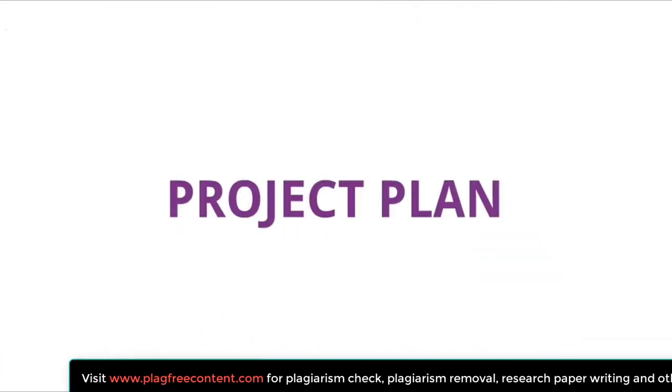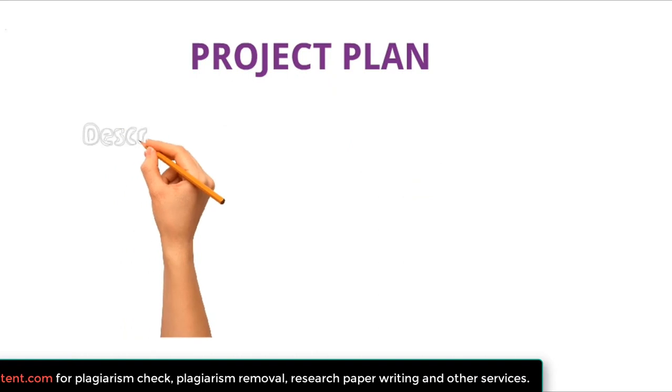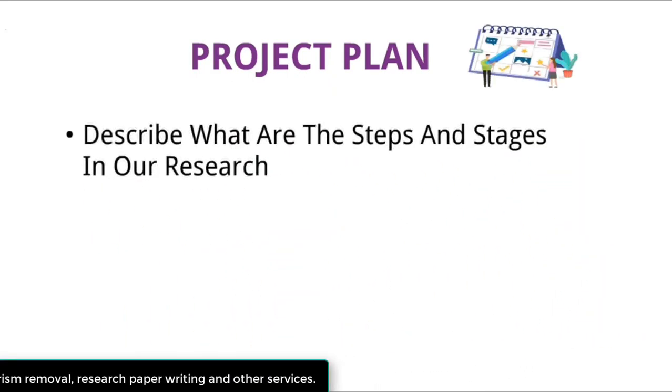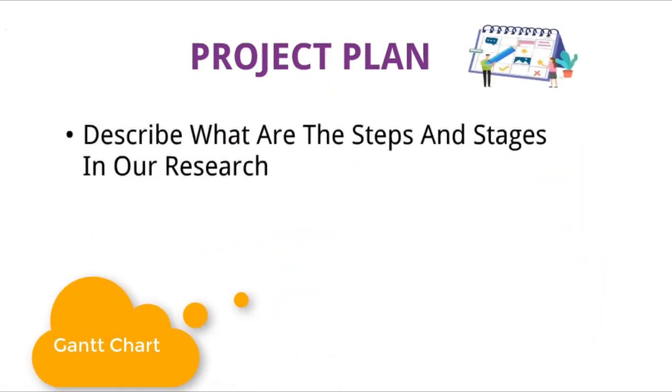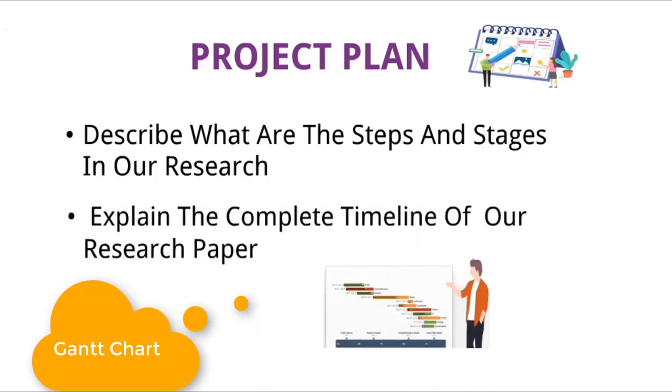Next is the project plan. In this section, we will describe the major steps and stages in our research. For example, a Gantt chart. With the help of it, we can explain the complete timeline of our research paper.